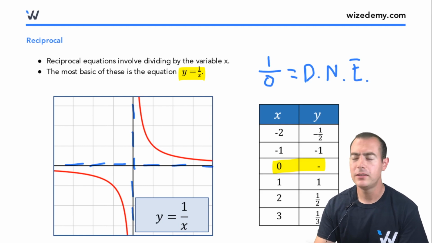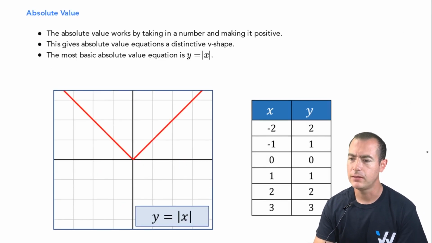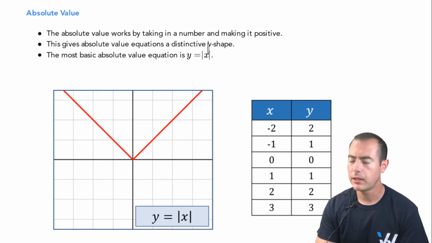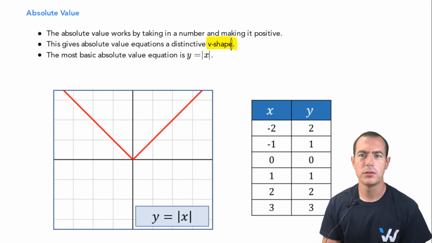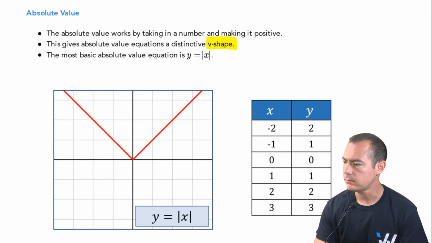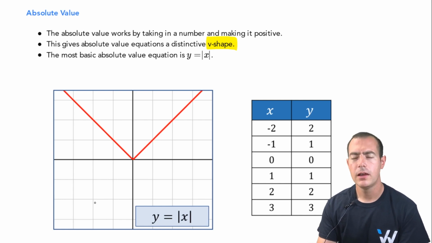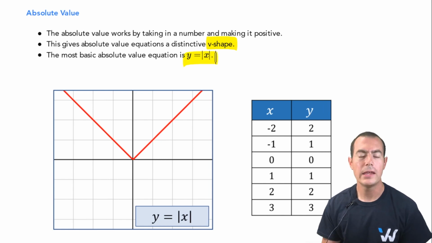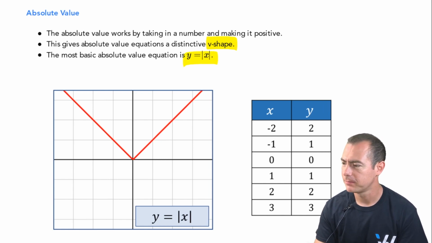All right, and let's go ahead and take a look at the last of these. This would be the absolute value equations. All right, like a lot of the others we've seen, these have a very distinctive shape. These have a wonderful V shape to them. In fact, they're very similar to our linear equations, but they do usually have that kink or corner in them. A good representative for this family would be the equation y equals the absolute value of x.